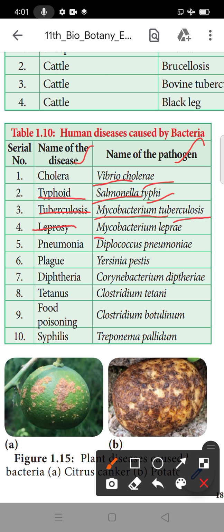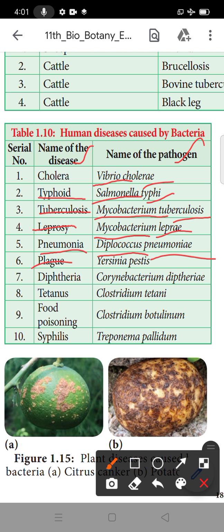What is the name of the bacteria? Mycobacterium leprae. And next one is pneumonia. What is the name of the pathogen? Diplococcus pneumoniae. The next one is the plague.